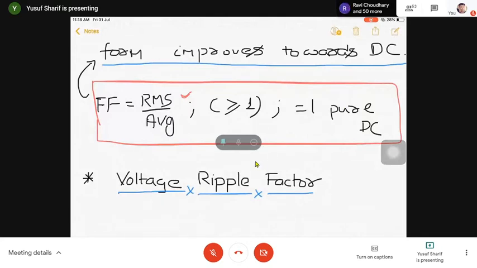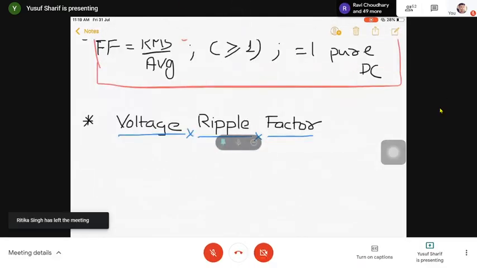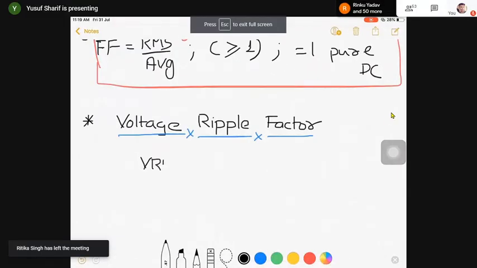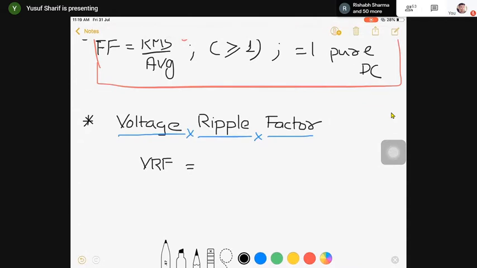Let me write down that result here. Voltage ripple factor. There's a derivation for this voltage ripple factor, but what I feel is that it is not required. There is a lot of mathematics involved. Maybe if you want, I'll do it. If you feel, sir, we want the derivation for this voltage ripple factor, definitely I'll do it also. That is not a big issue. But what I feel is that it is unnecessary.